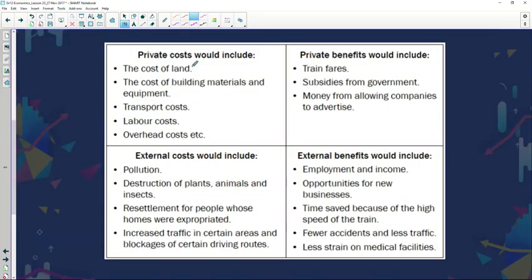Starting with the private costs. We are now talking about the Gautrain project. They would include the cost of land, because land had to be purchased in order to build the railway line and the stations, and the warehouse for the buses, the service area for the trains. So land had to be purchased for all of this to be possible. And then also the cost of building material and equipment had to be taken into consideration.